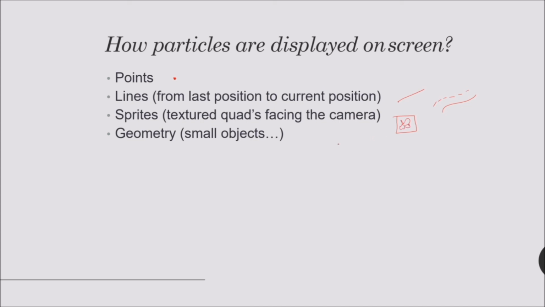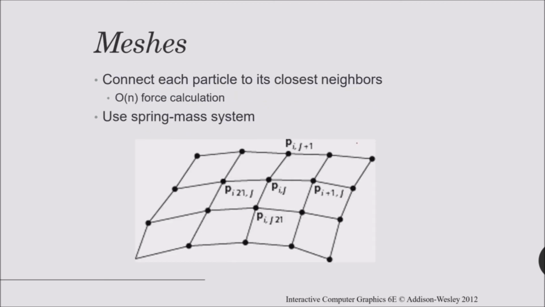And then again, I said if you're using a geometry shader, you can use this one as well, right? So either way, these are the ways that you can represent things, especially if you're using a water kind of simulation. This is the mesh as connected with each particle's closest neighbor. This is called using a spring mass system.